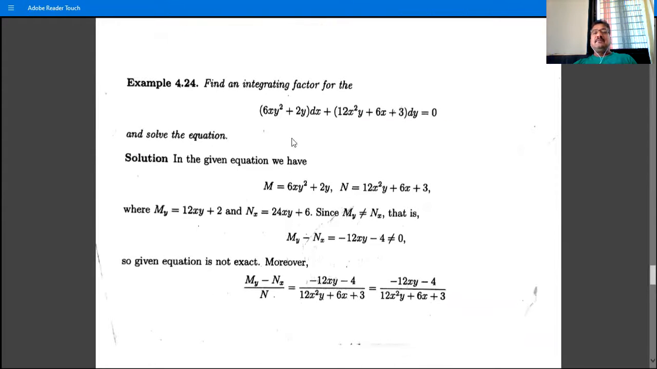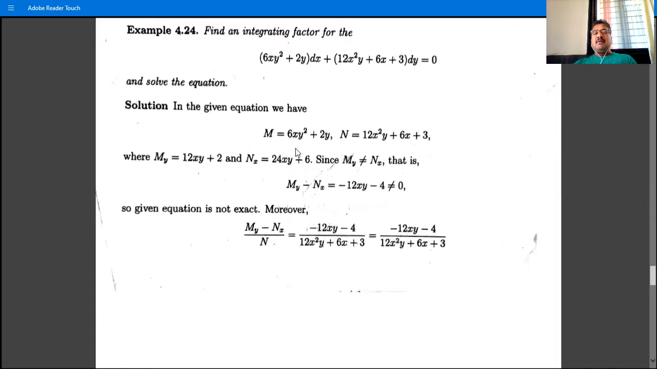So again the same type of problem: find an integrating factor and solve the equation. So this is M dx plus N dy is equal to 0 type problem. So M is this, N is this. Then find dM by dy, means derivative with respect to y, is 12xy plus 2. And dN by dx is 24xy plus 6. Derivative with respect to x means y is constant. And these two are not equal.